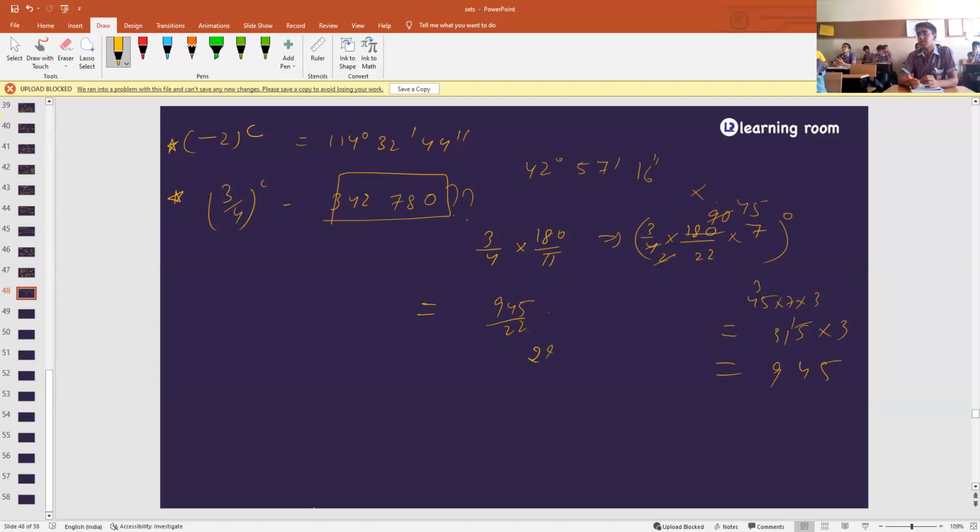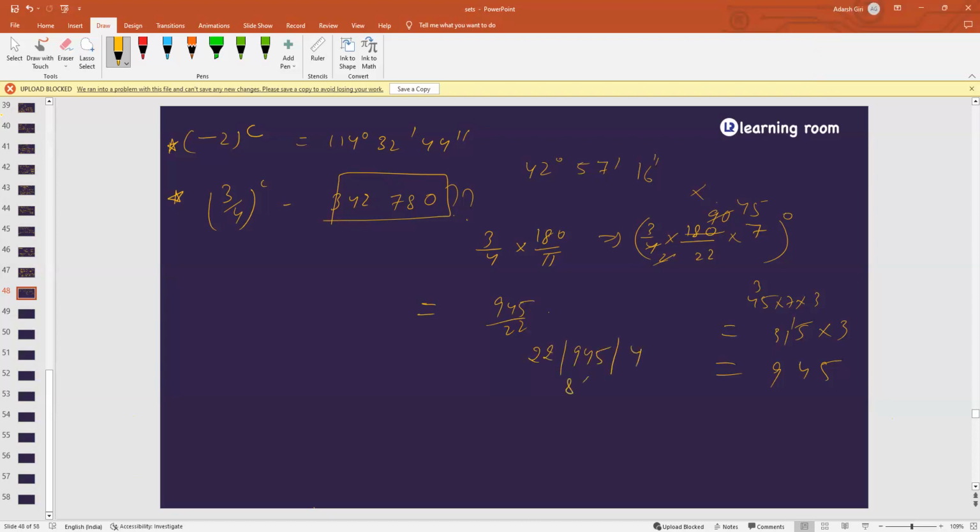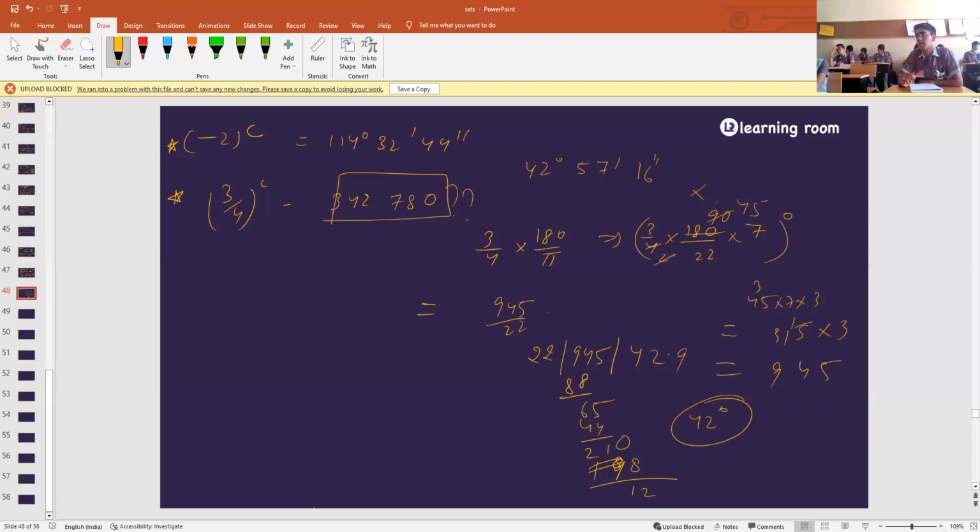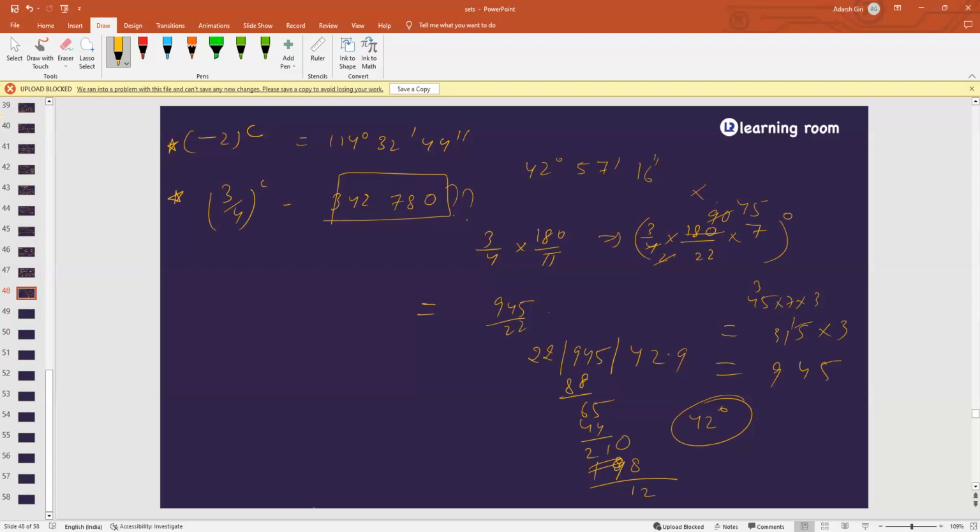Agree? Yes, so 945 divided by 22 will be what? 22 4s are 88. Then it is 65. 22 2s are 44. Then it is 21. So it is 42 degrees first. Now 21, let us first make it in points. So it is 0.95, I guess. If I'm not wrong.